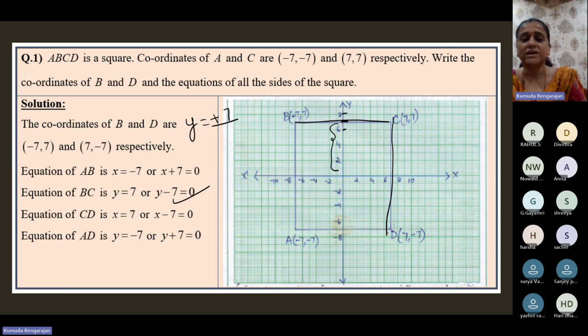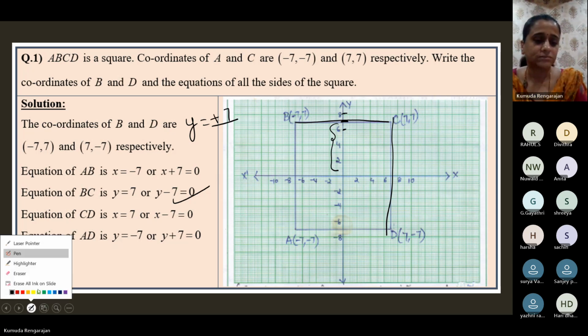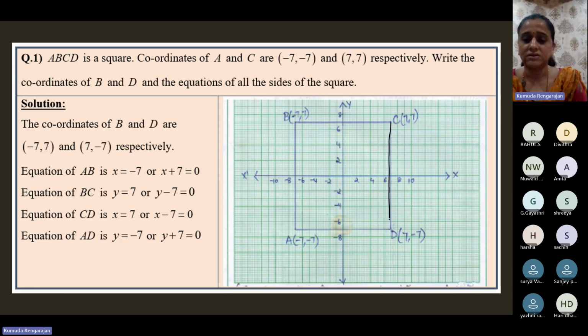CD. Side CD is parallel to the y-axis, so its equation will be of the form x is equal to a number. CD is to the right of the y-axis, so right side, positive. The distance of the side CD from the y-axis is 7 units. So x is equal to plus 7, or x minus 7 is equal to 0.